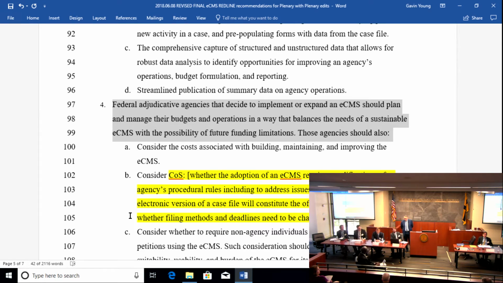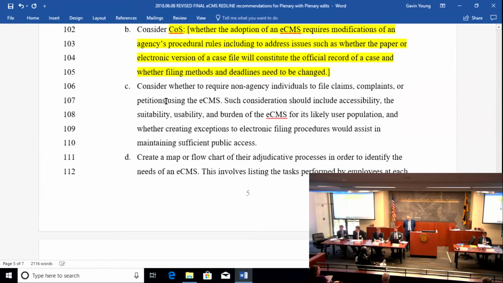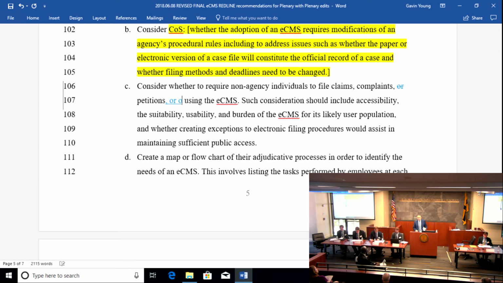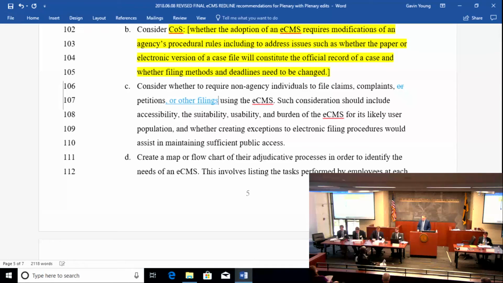No. Let me just raise a small point myself here. Paragraph 4C: consider whether to require non-agency individuals to file claims, complaints, or petitions. Should it say something after petitions, like "and other papers" or anything of that sort? That doesn't exhaust the types of filings that might be made in any agency adjudication. I think we even discussed that in committee and may have meant to include that. Okay, any objection to that change? So that change is made in the absence of any objection. Are there any other amendments?